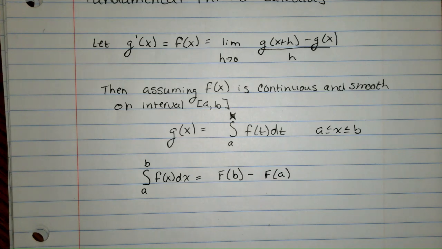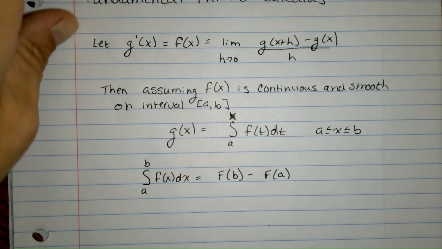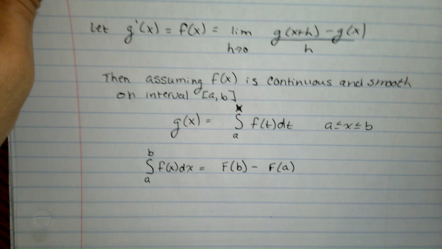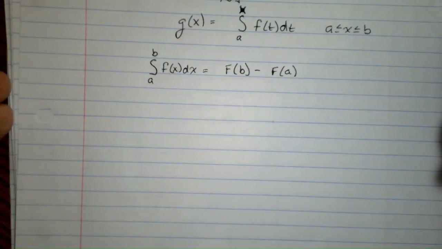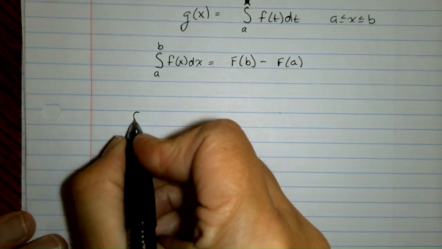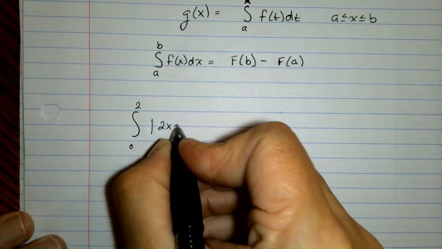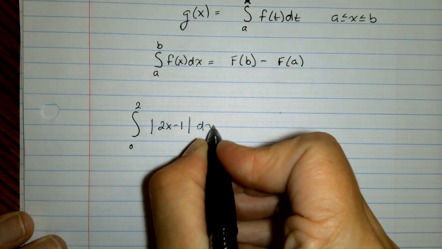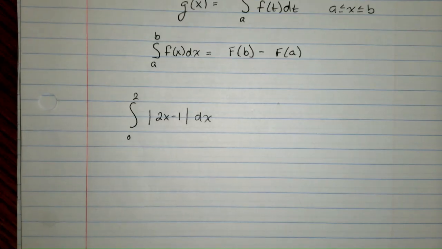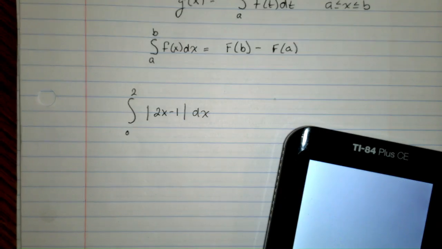So therefore, how does that look? Now this is a definite integral because we have a lower bound and an upper bound. Okay, so let's look at this. We have the integral from 0 to 2 of the absolute value of 2x minus 1 dx. Okay, so first of all, this is not smooth and continuous, okay? I don't know if you guys remember your absolute value graphs.